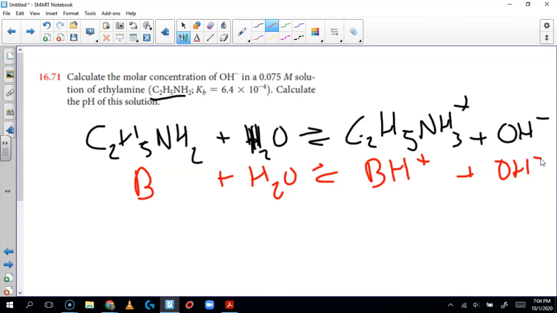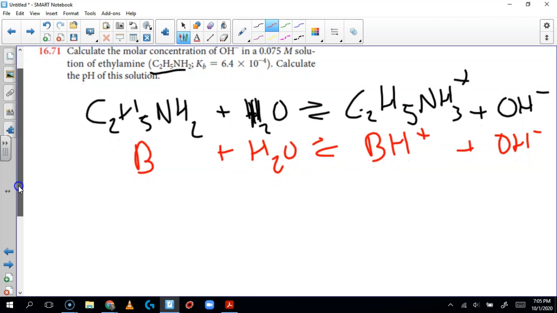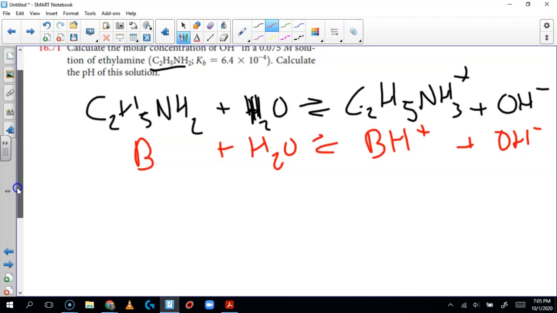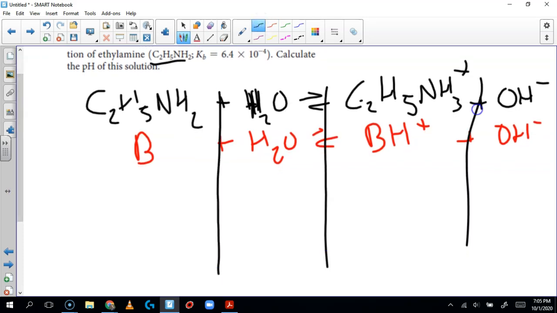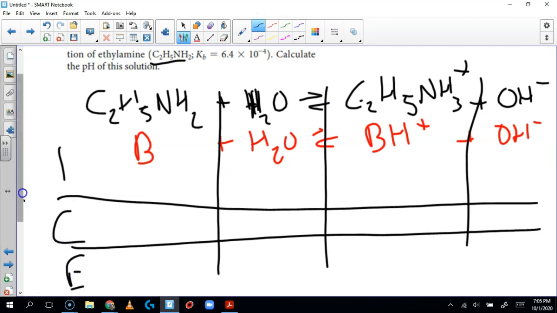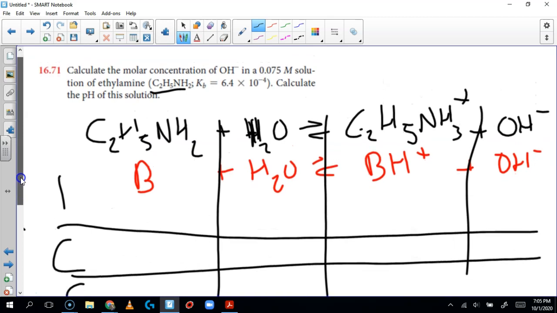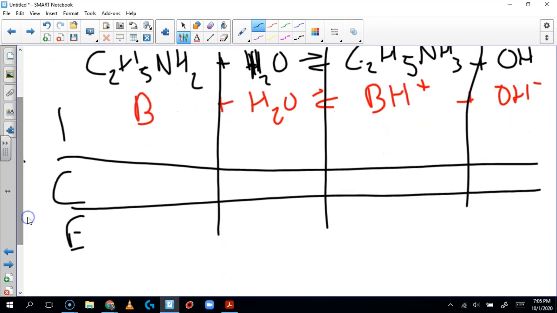But in order to solve this, we want to use an ICE chart. So let's do an ICE chart for this. The original concentration of the ethylamine is 0.075, so the base is 0.075. We don't care about the water. The water is not going to play a role in the equilibrium. Not to say that it's not part of the reaction in the stoichiometry, but water doesn't play a role in the equilibrium typically. And so the products are going to be 0 here.